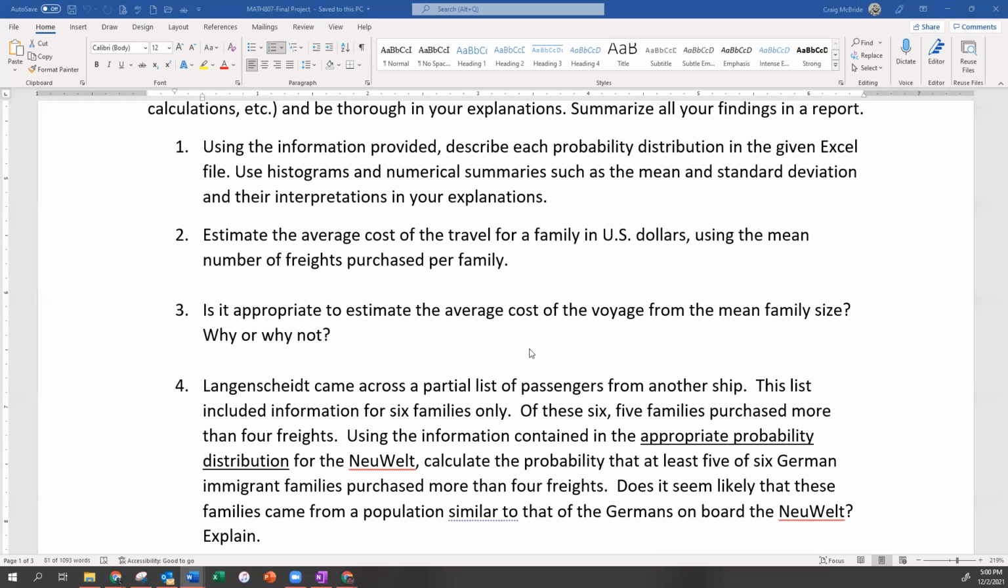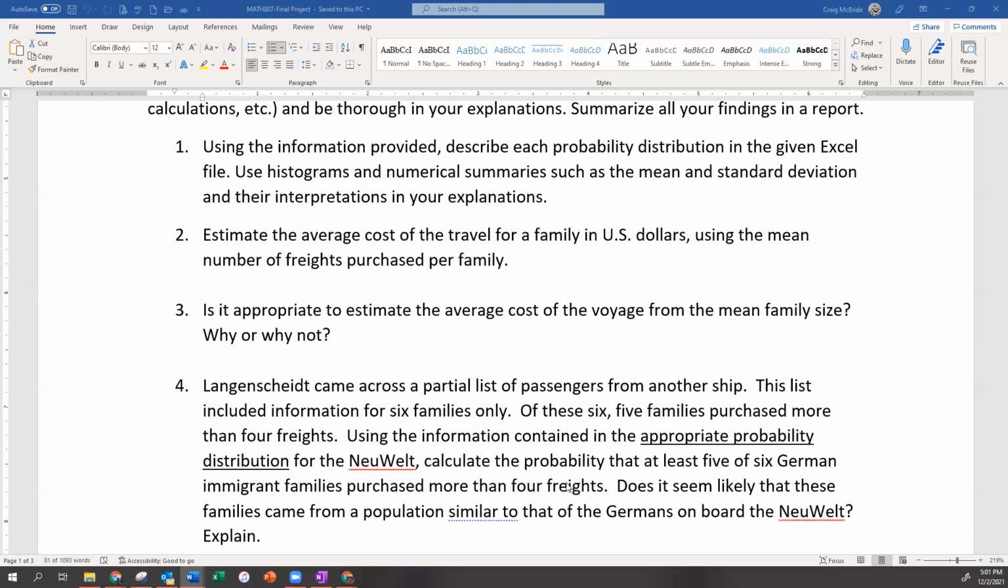So now you've got that. Okay, so now that we have that probability, now we can run a simple binomial CDF with a sample size of 6 and the probability that we just calculated, and then the number of successes being 4. Because in this question, right, it says this list includes information for 6 families. Of these 6 families, 5 families purchased more than 4 freights. So using the information contained in the table, calculate the probability that at least 5 of 6 German immigrant families purchased more than 4 freights. So our success is purchasing more than 4 freights, right? So that's where we add the 5 and the 6 together and we get a probability of that. Let's just say it's 7%.